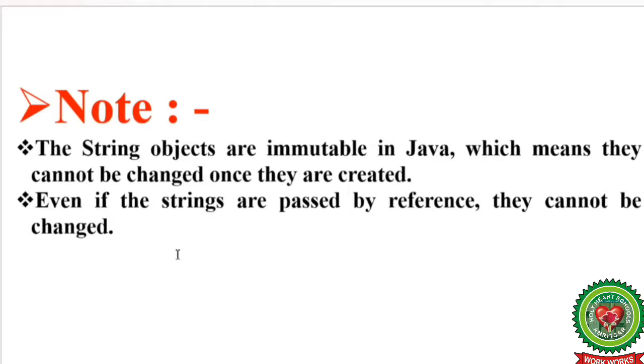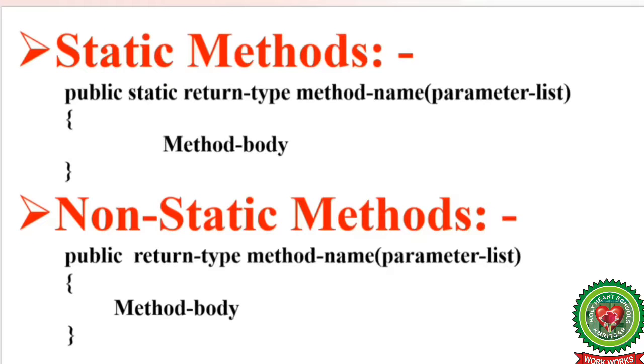Students, an important thing to notice is that string objects are immutable in Java, which means they cannot be changed once they are created. Even if the strings are passed by reference, they cannot be changed. Why? Because strings are neither primitive nor reference data types in Java. They are specific data types in Java.